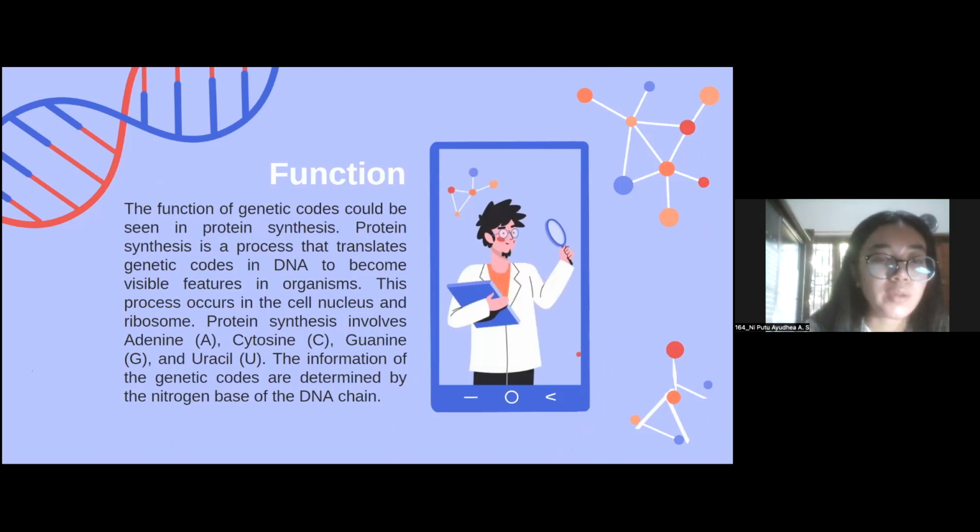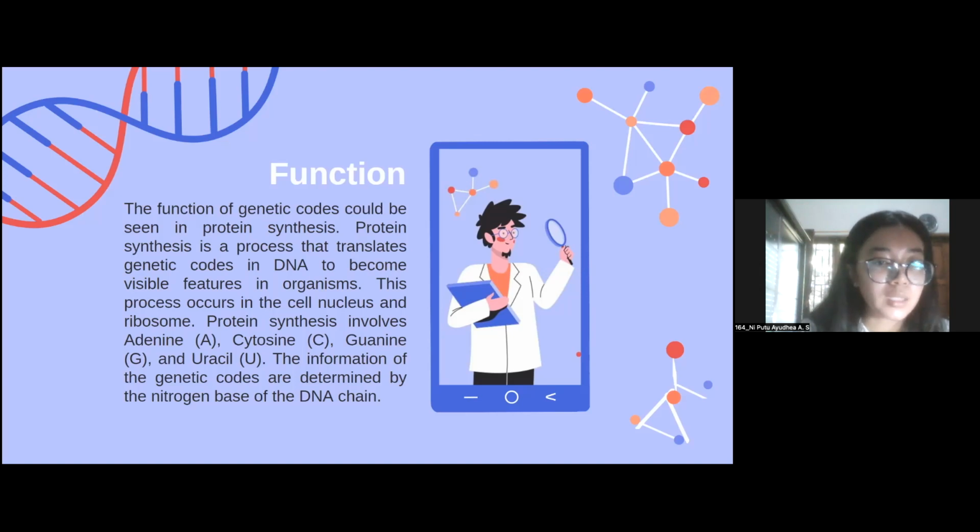I will explain about the functions of the genetic codes. The function of the genetic codes could be seen in protein synthesis. Protein synthesis is a process that translates genetic codes in DNA to become visible features in organisms. This process occurs in the cell nucleus and ribosome.